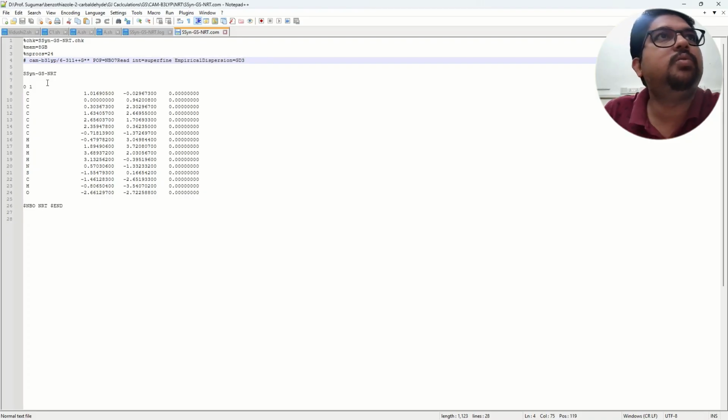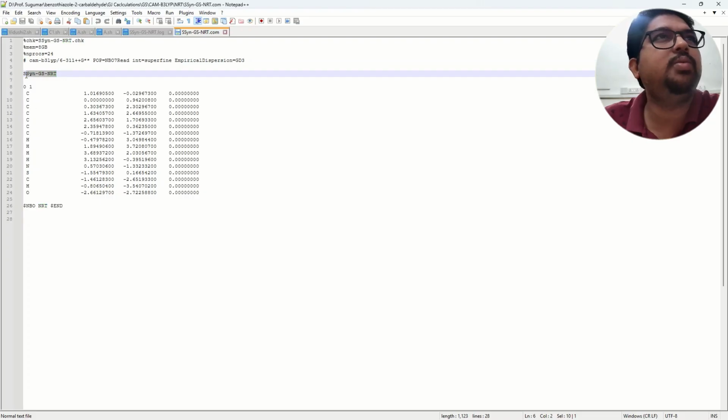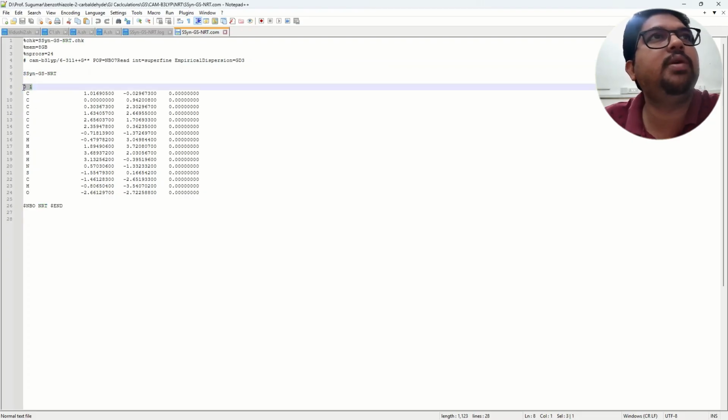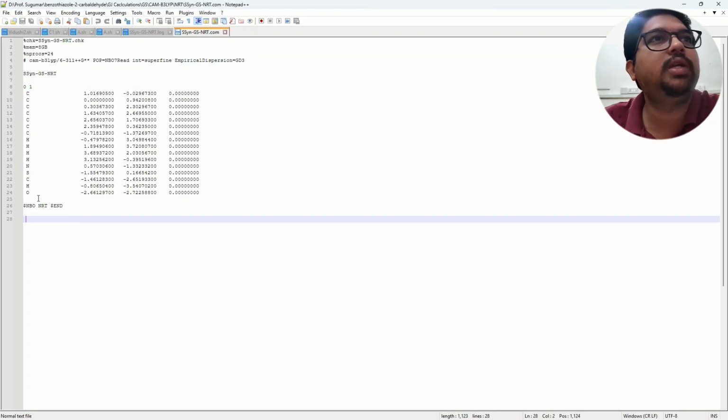Then this is your molecule name, whatever you want you can give, then the charge, multiplicity and the coordinates. After the coordinates put one empty line, and then you need to put a dollar sign and NBO NRT. There has to be one space here: dollar sign, NBO space NRT space, dollar sign. And after that you put a few empty lines. This is the input file for your NRT calculations.